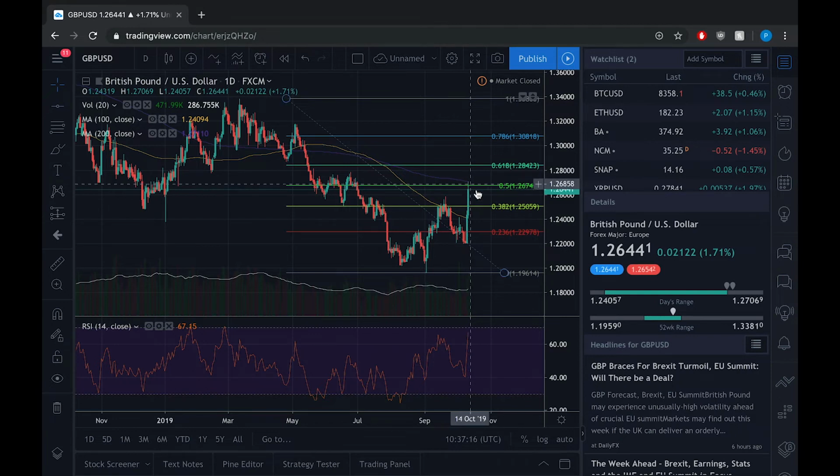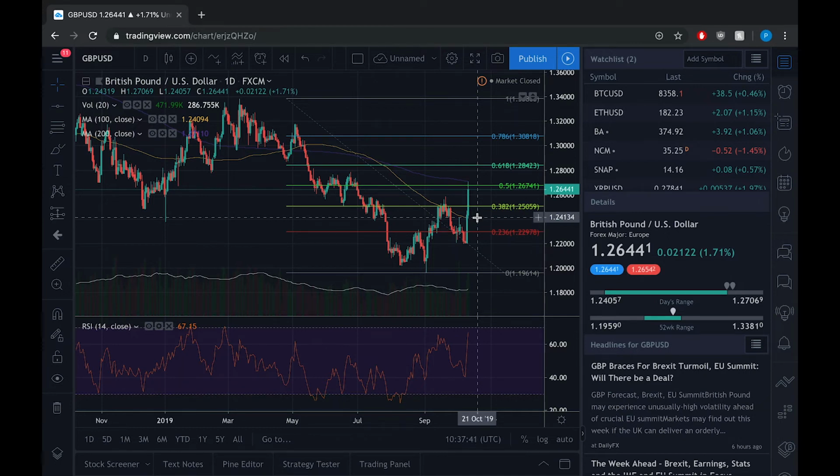If consolidation was to occur for the recent impulse, first support is at 1.25, which is the 0.382 retracement and also the peak of the recent rally from early September. The next support comes in at the 100-day moving average at 1.24.